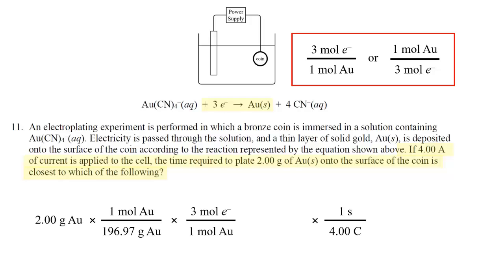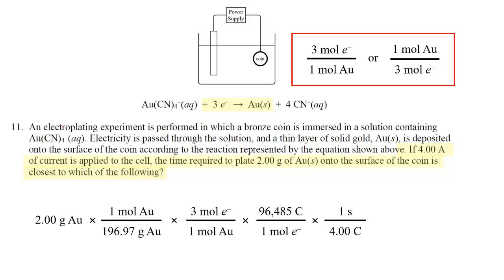Now I can bring in the Faraday constant, so I can get from moles of electrons to coulombs of electric charge. So 96,485 coulombs of electric charge for every 1 mole of electrons. And then finally, 1 second for every 4 coulombs. That is the definition of 4 amps. So 4 amps would be 4 coulombs per second, but I'm putting seconds on top and coulombs on the bottom.